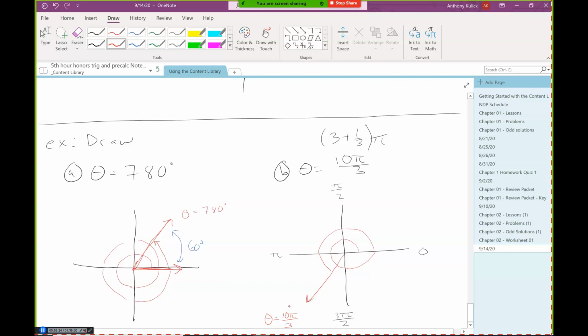So I should be somewhere in the third quadrant, more than halfway, because a third is more than a quarter. Everybody's okay with that idea? So this angle here should be pi over 3, which coincidentally is also 60 degrees.